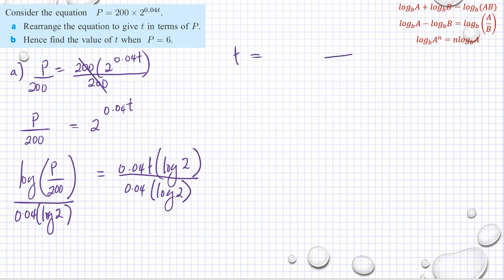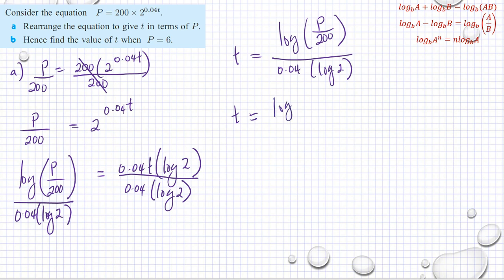T is equal to logarithm of p divided by 200, divided by 0.04 times logarithm of 2. So if we're going to do part b now, when p is equal to 6, then we have t is equal to logarithm of 6 divided by 200, divided by 0.04 multiplied by logarithm of 2. Let's see if we can find the approximate value of that.